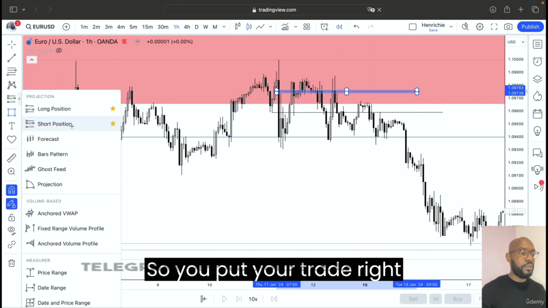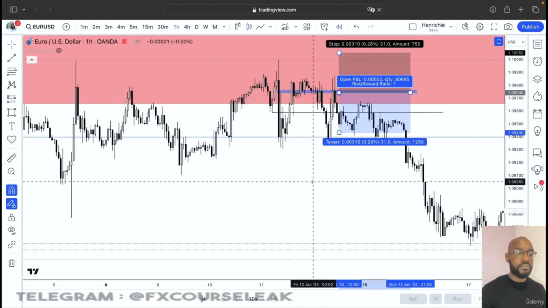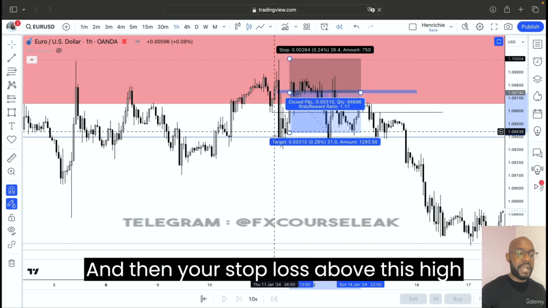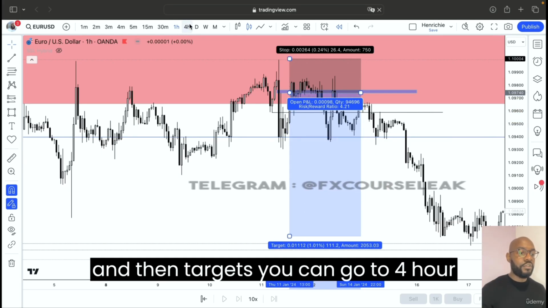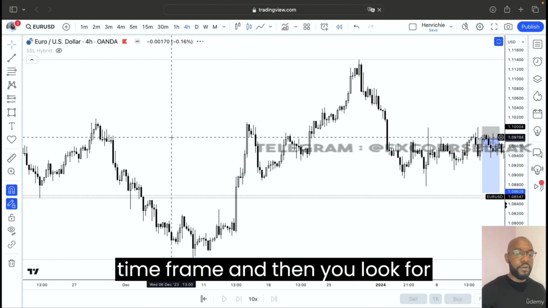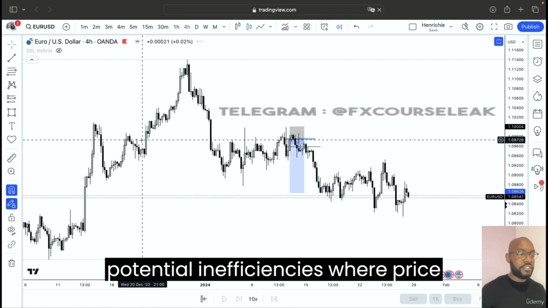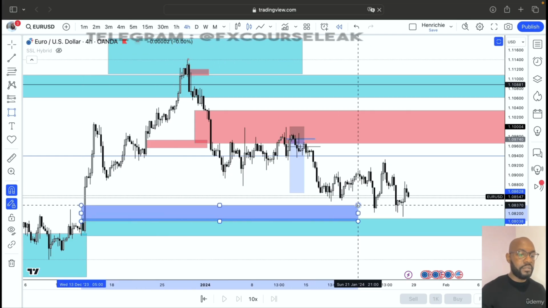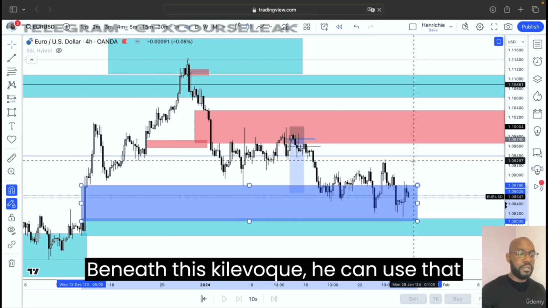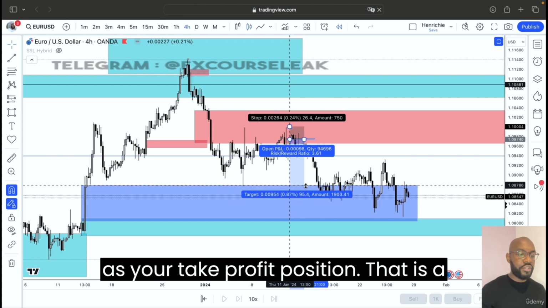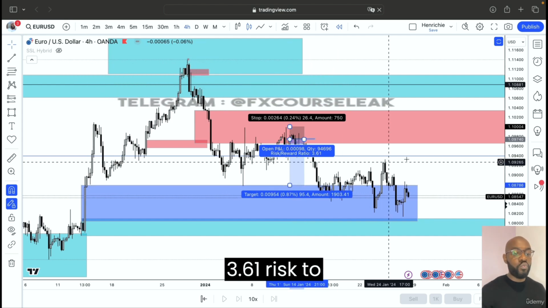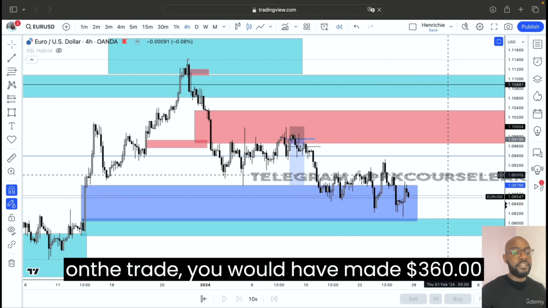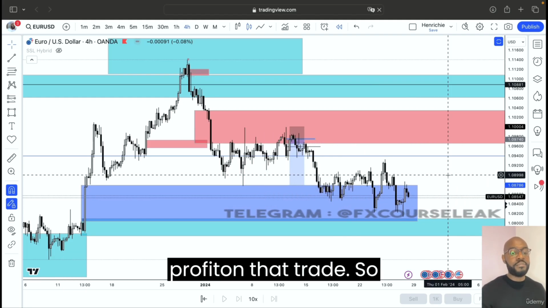So you put your trade right here, and then your stop loss above this high, and then targets. You can go to the 4 hour time frame, and then you look for potential inefficiencies where price could run into. So right here, you can see we have an inefficiency right here beneath this key level. You can use that as your take profit position. That is a beautiful 1:3.61 risk to reward ratio. So if you were risking $100 on the trade, you would have made $360 profit on that trade.